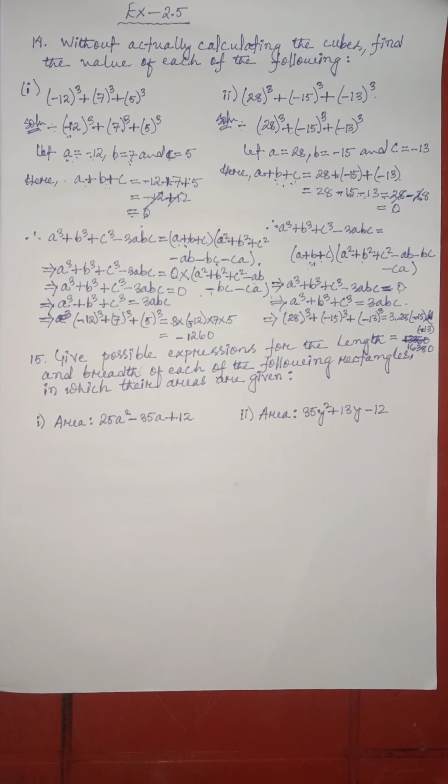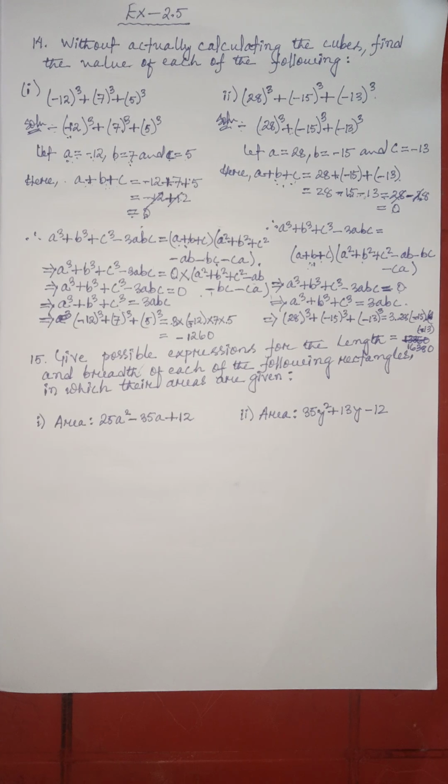Then if it is clear, then I will move to the next step. It is question number 15. Here we are given to give possible expressions for the length and breadth of each of the following rectangles whose areas are given. Here areas are given to us. From this we have to find the possible length and breadth, right?